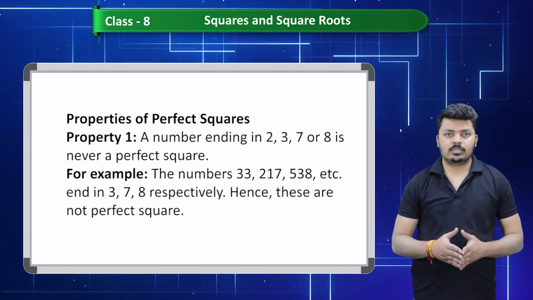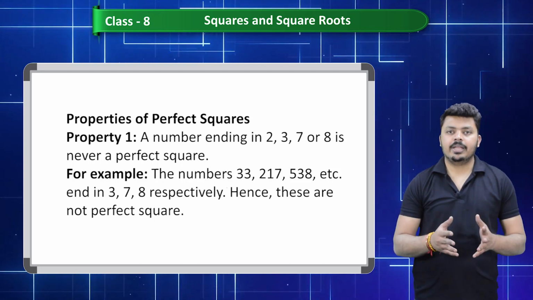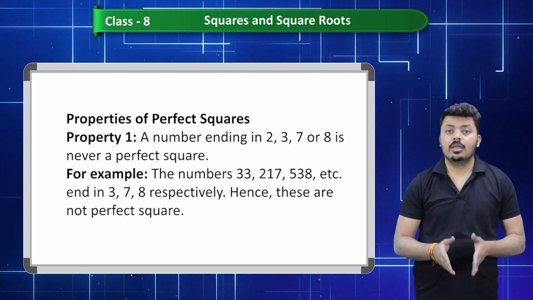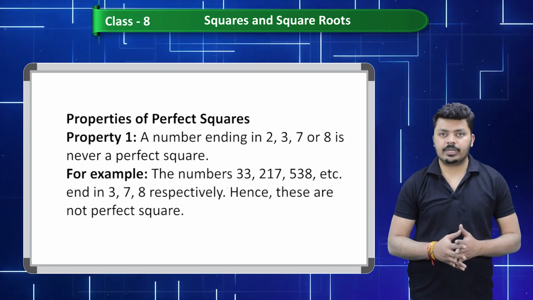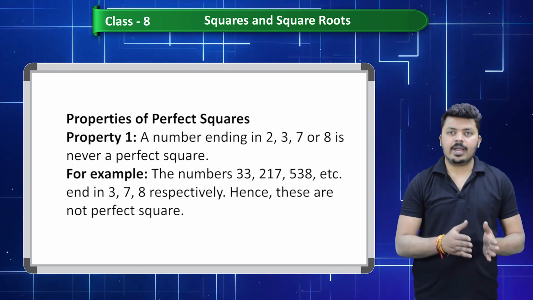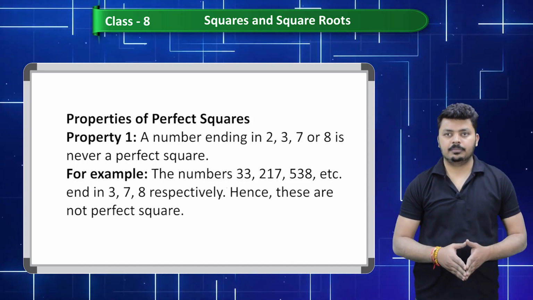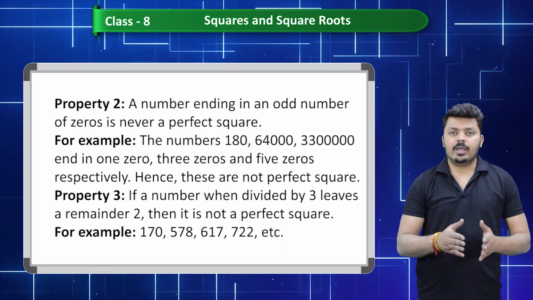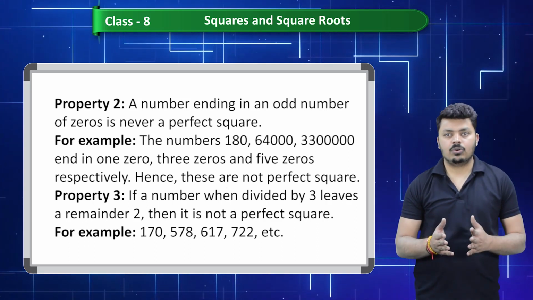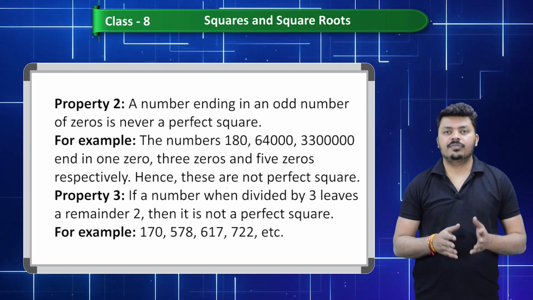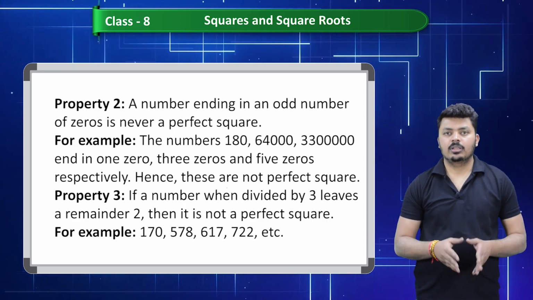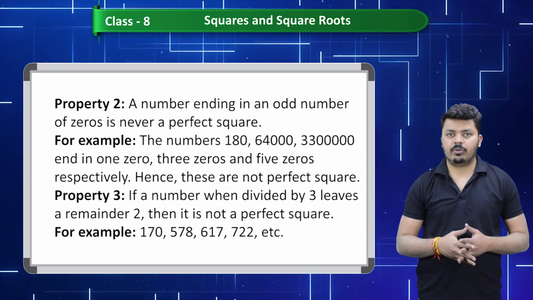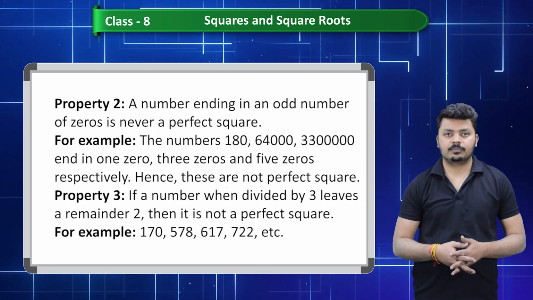Properties of perfect squares. Property 1. A number ending in 2, 3, 7 or 8 is never a perfect square. For example, the numbers 33, 217, 538, etc. end in 3, 7 and 8 respectively. Hence these are not perfect squares. Property 2. A number ending in an odd number of zeros is never a perfect square. The numbers 180, 64,000, 33 lakh end in 1, 3 and 5 zeros respectively, hence these are not perfect squares.